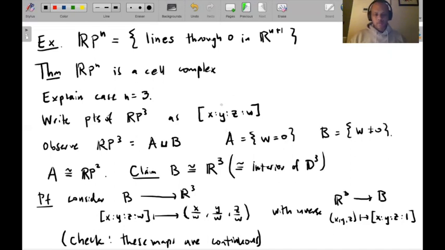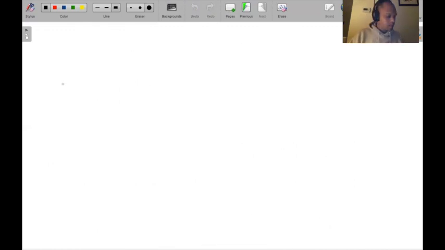Okay, so now we've decomposed the three-dimensional projective space into this space RP2, which we already know has a cell structure, together with some ball. And we'd like to say that the way these fit together topologically is like a cell attachment. And we'd like to figure out how that cell attaches, what the attaching map is.